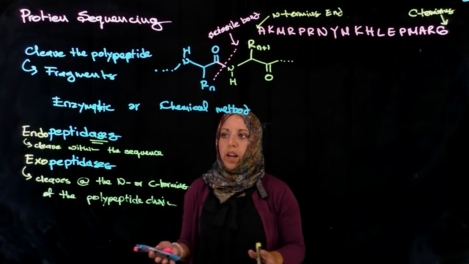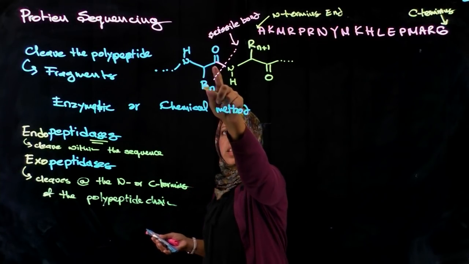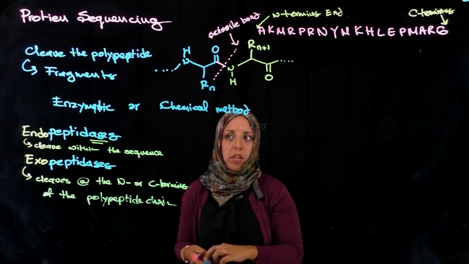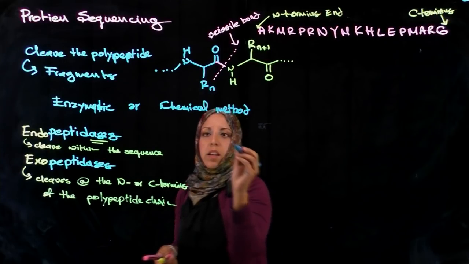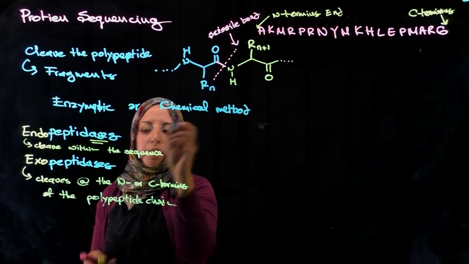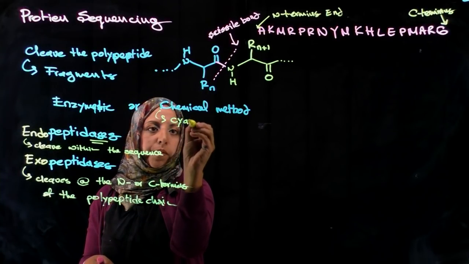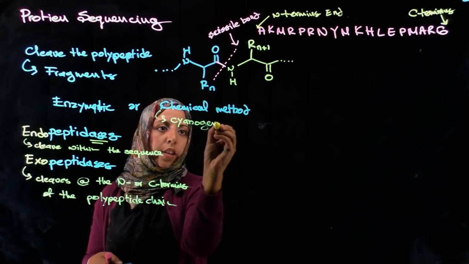All right, so those are endo and exopeptidases. They're cleaving a specific bond, right? And in a chemical method, one common chemical that we can use is, I'm just going to write cyanogen bromide.